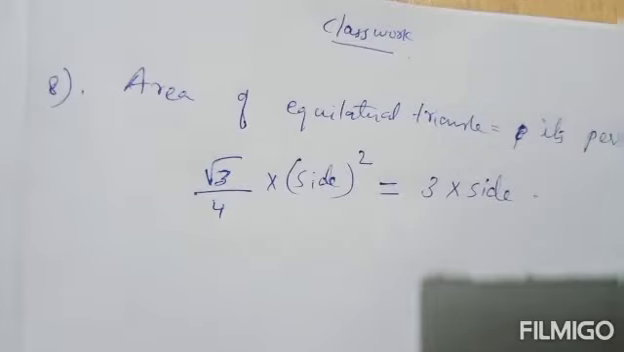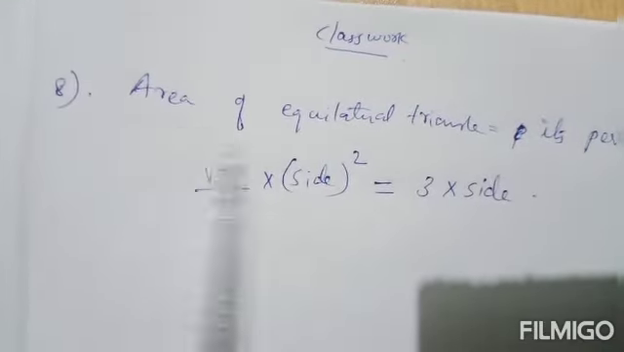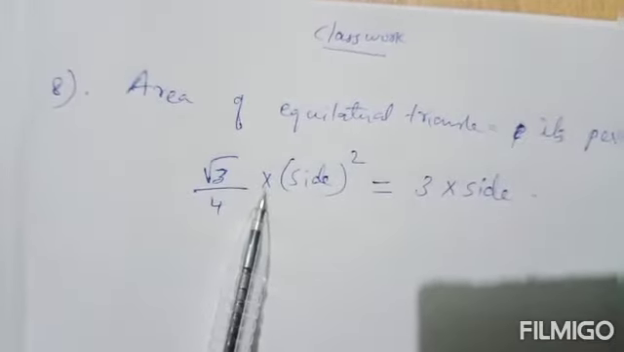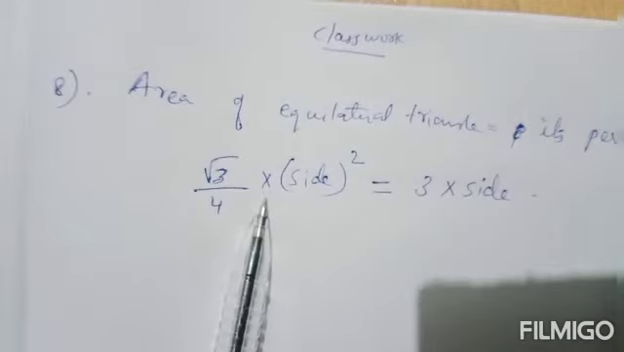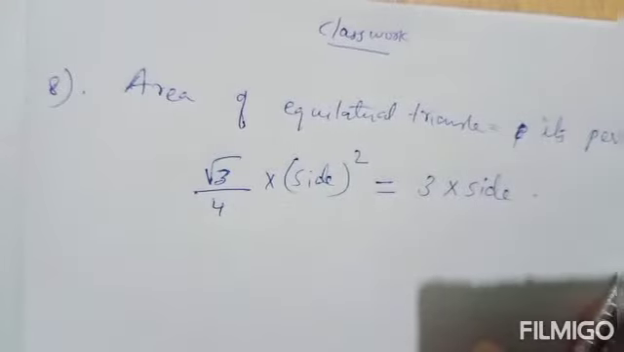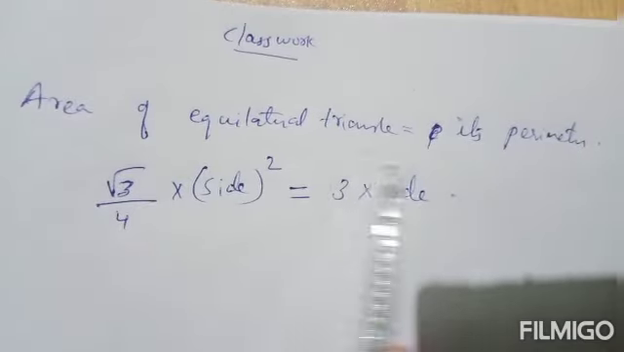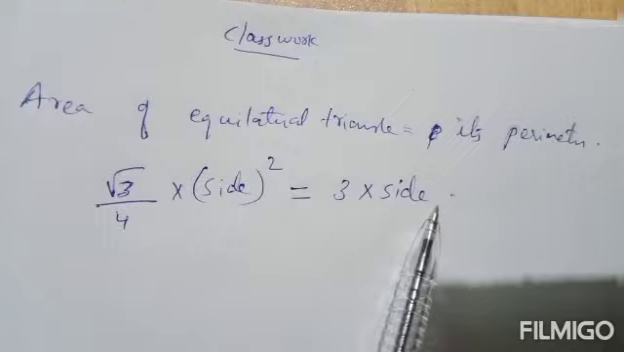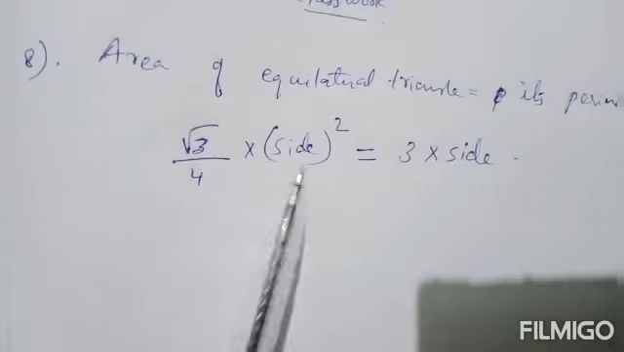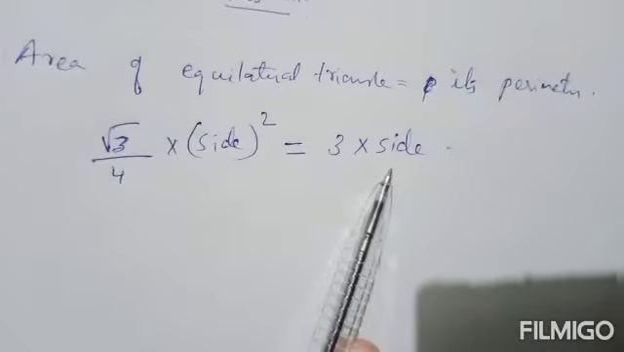Now in case of an equilateral triangle, area you can find by using the formula root 3 by 4 into side square. This is the formula for finding the area of an equilateral triangle. Now perimeter of an equilateral triangle is 3 into side. This is the formula for finding its perimeter. So always remember these two formulas. Root 3 by 4 into side square is the area of an equilateral triangle. Perimeter is 3 into side.